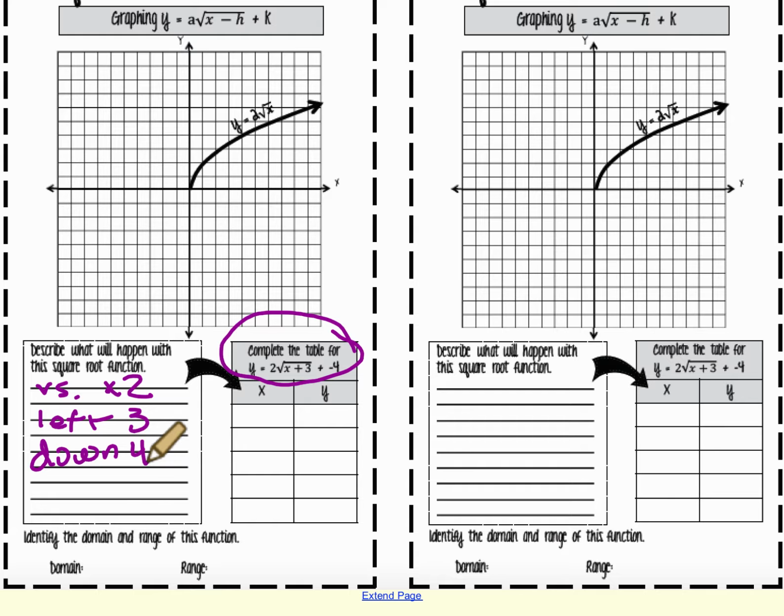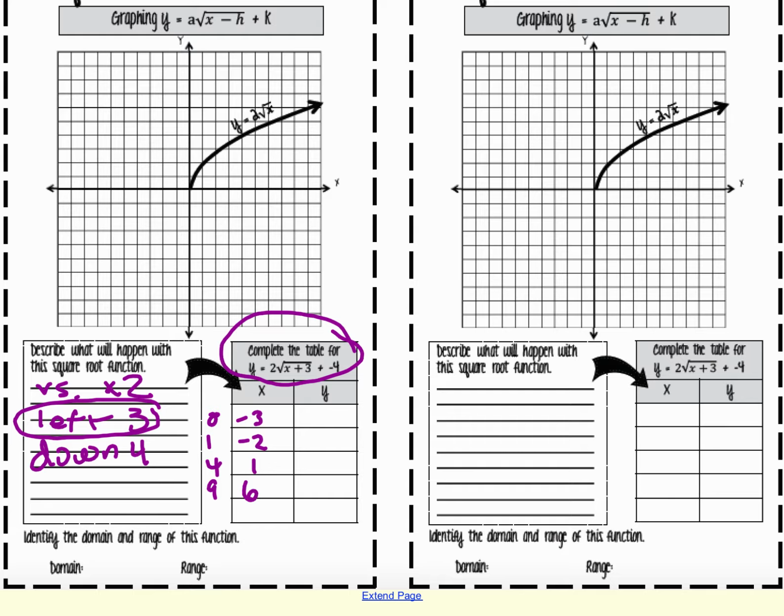Okay, so parent function, I use 0, 1, 4, and 9. So what are the things that affect the domain? Remember, domain goes with left, right, and reflections that are across the y-axis, or horizontal reflections. So if I take all those points and I move them left 3, that means I'm going to have to subtract 3. So kind of do the opposite of what I thought. Negative 3, negative 2, 1, and 6.